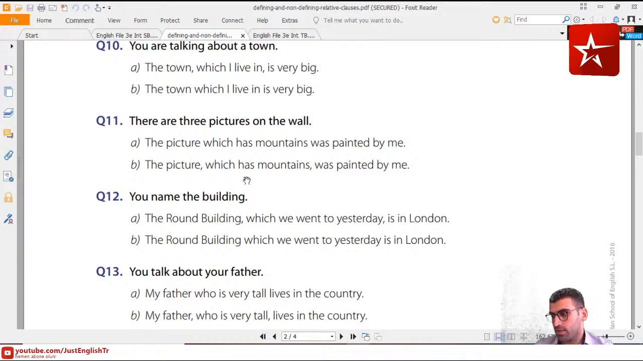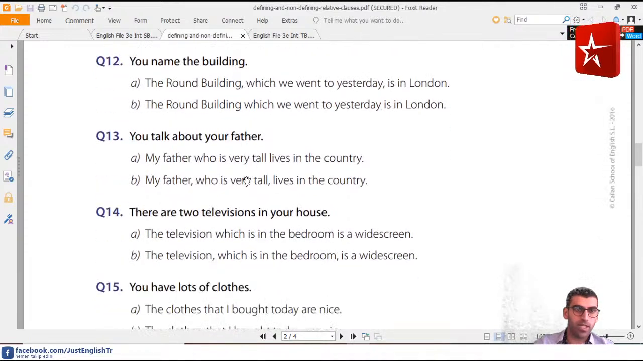The back, it is red. Which one? 12 is A or B? Yes, 12 is A. The round building which we went to yesterday is in London. Yes, 12 is A, guys. With a comma we have to use. Great. 12 is A.